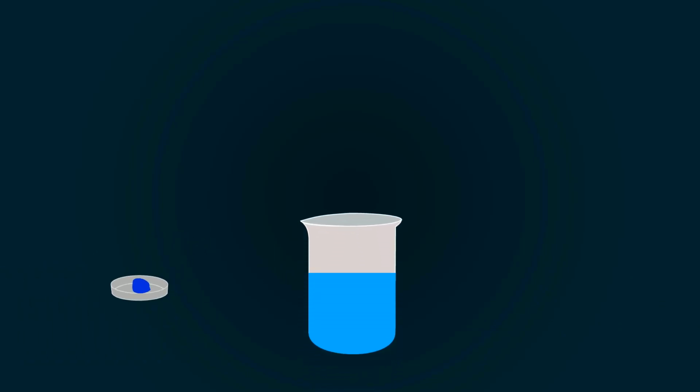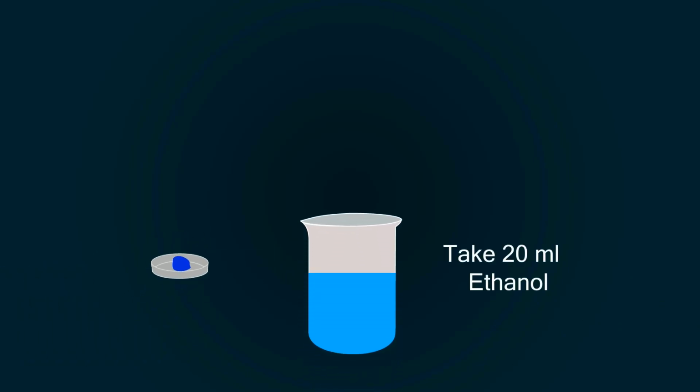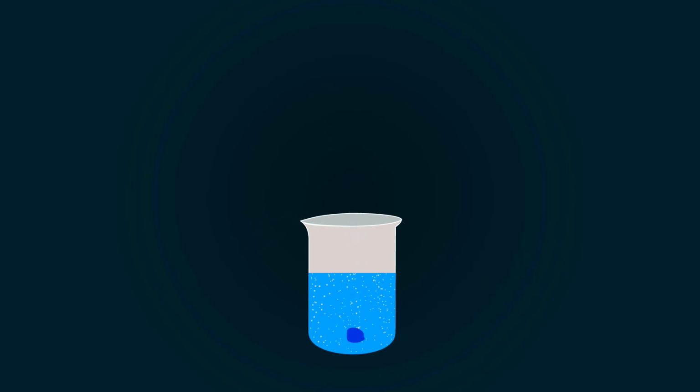Now take some ethanol in a beaker, up to 20 milliliters, and put the methyl blue into it. Start mixing it with the help of a spatula to make a homogeneous mixture.